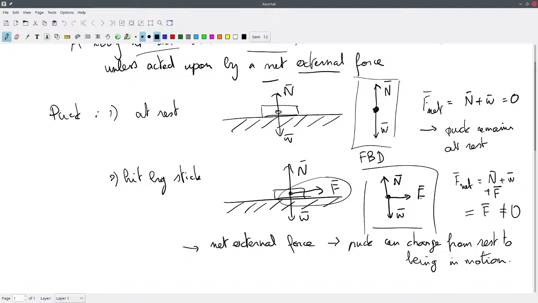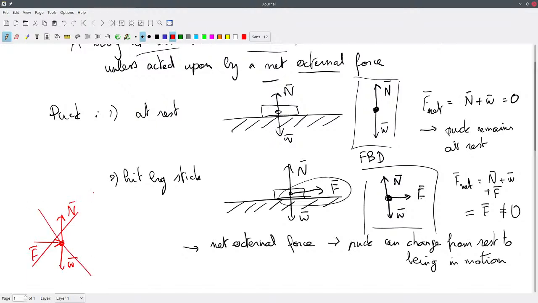So yeah, one question in the chat there: when you're drawing a free body diagram, yes, we always draw the forces as coming from the point. So don't do this. I'm going to draw it in red. Don't do this. N, W, and F.